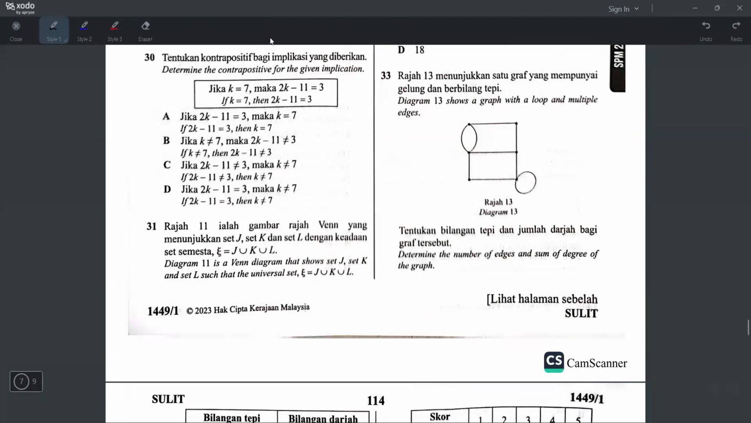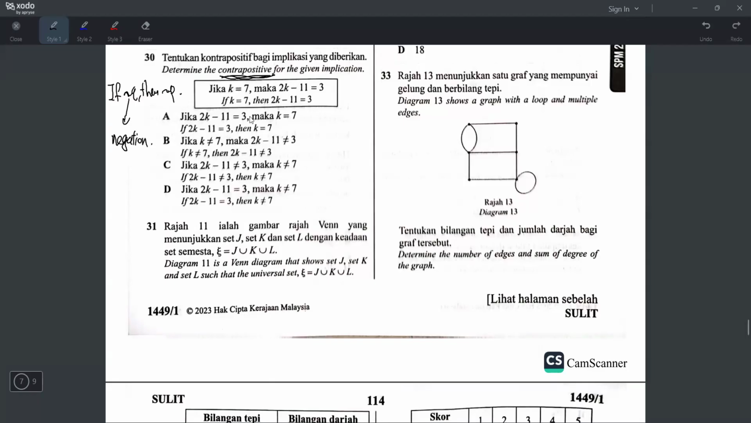Okay, let's do 30. Determine the contrapositive for the given implication. Okay, you need to hafal the formula for contrapositive. Contrapositive formula is if not Q, then not P. Okay. Ini formula dia. Okay, this wave symbol is the symbol for negation. Ini maksudnya you kena buat negation. Okay.